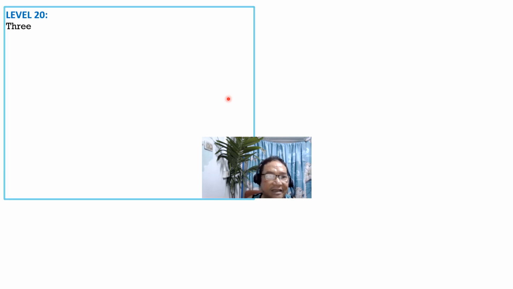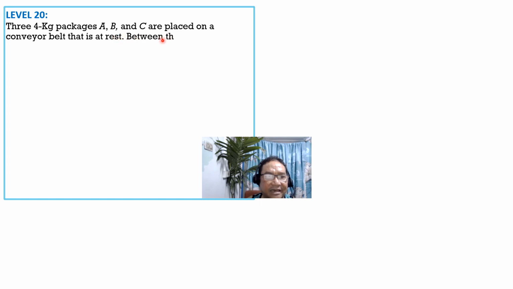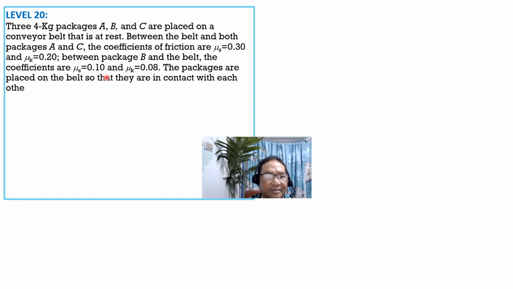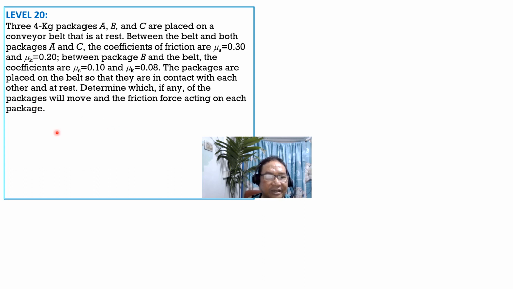For the last problem of this series, level 20: three 4-kilogram packages A, B, and C are placed on a conveyor belt that is at rest. Between the belt and both packages A and C, the coefficients of friction are mu sub s 0.3 and mu sub k 0.2. Between package B and the belt, the coefficients are mu sub s 0.1 and mu sub k 0.08. The packages are placed on the belt so that they are in contact with each other and at rest. Determine which, if any, of the packages will move and the friction force acting on each package.